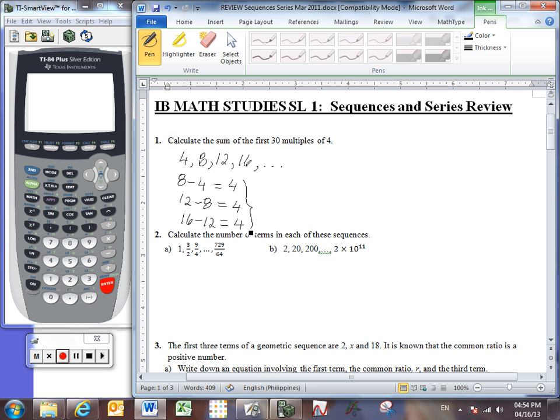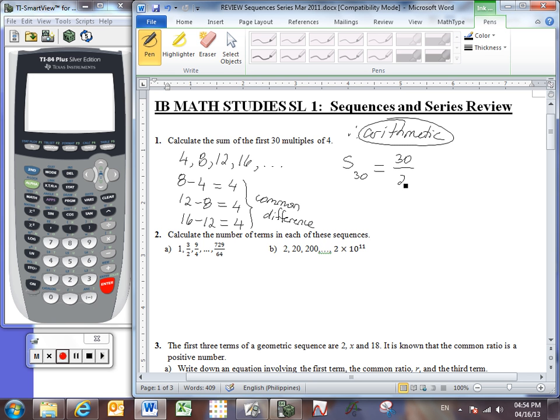And because these differences are all equal to one another, we say that there's a common difference, and so therefore that must mean that it's an arithmetic sequence. And I'm going to make this identification right at the beginning so that I can remember to use the arithmetic formulas for the rest of this question. So it says to calculate the sum of the first 30 multiples. So the first 30 multiples, that means there's 30 terms. We're looking for the sum of the first 30 terms. So let's substitute into the arithmetic sum formula.